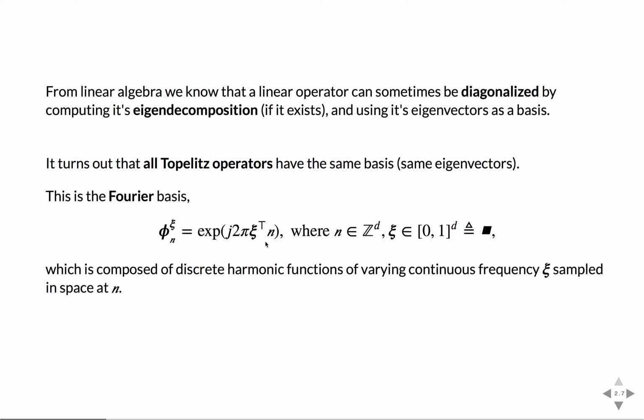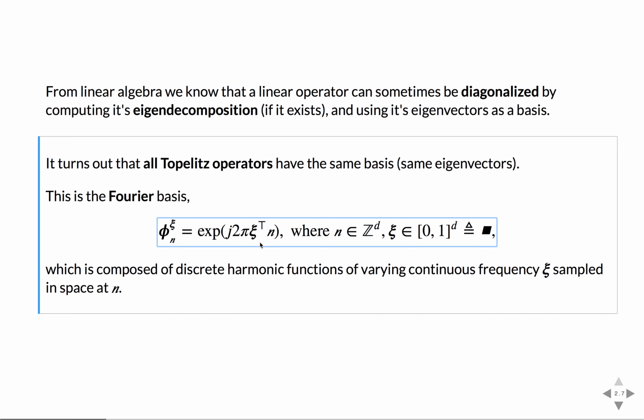So here we defined it with a discrete spatial index and a continuous frequency index. So these are just complex exponentials defined over some multi-index and a continuous frequency. Okay, so these are discrete harmonics, and it turns out that all the Toeplitz operators have these eigenvectors, and it's really easy to see why.